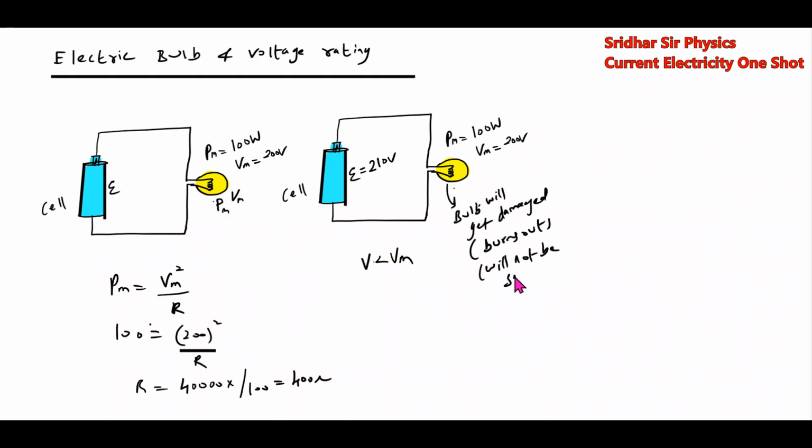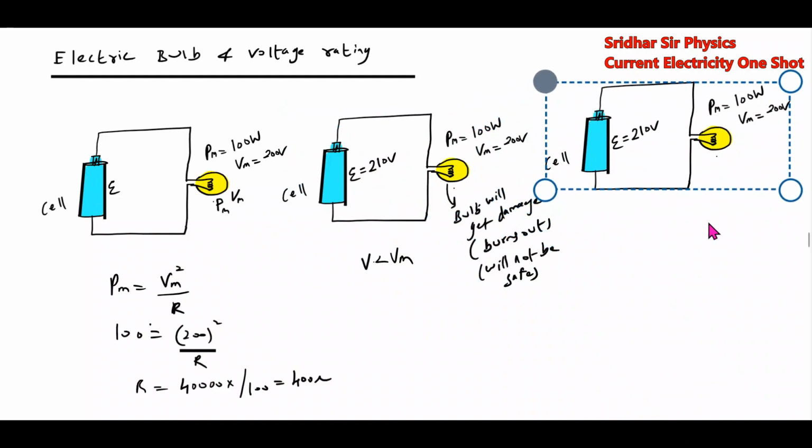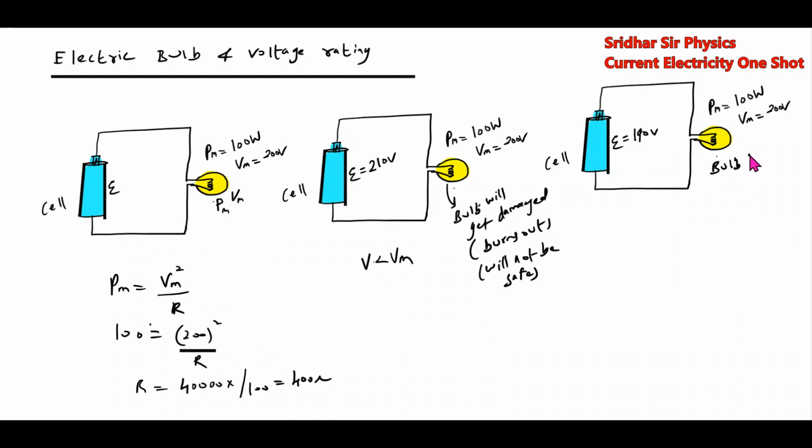Will not be safe. Then if you apply a voltage which is less than that, say 190 volt, the bulb will be safe. Then how to calculate how much power it will dissipate? The power dissipated will be applied EMF E square by R. E square is how much? 190 square, by R which is 400. This power dissipation you calculate will be less than the maximum power dissipated.